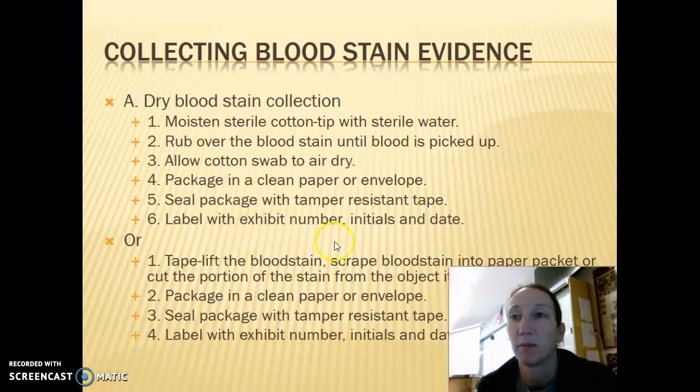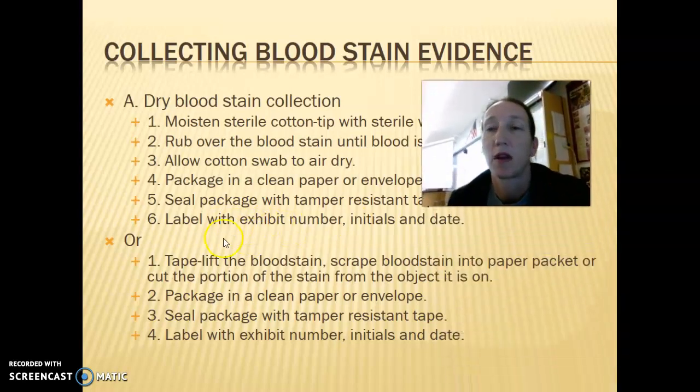Once again, it's got to be breathable, so you can allow that DNA to stay as dry as possible, less chance of decomp. Now, this one also talks about how you can do tape-lifted bloodstains or scrape bloodstains into an envelope or something to that effect.